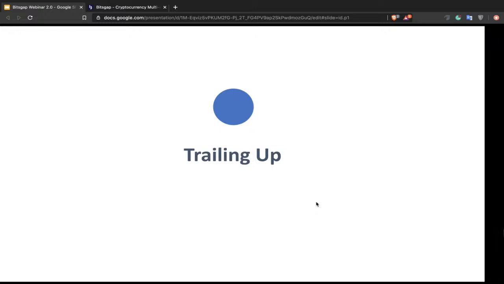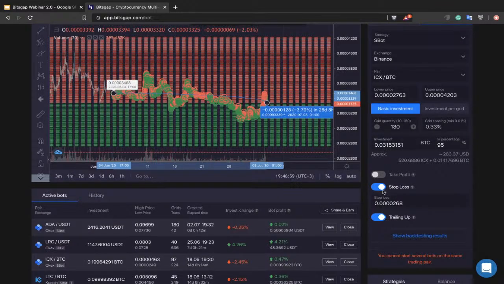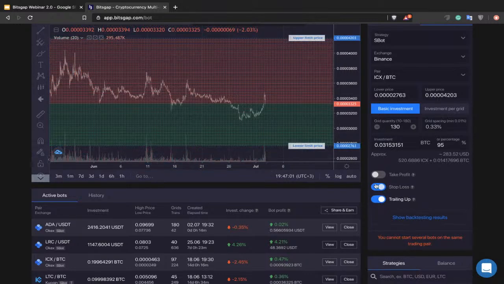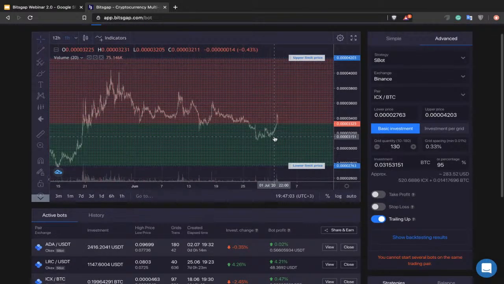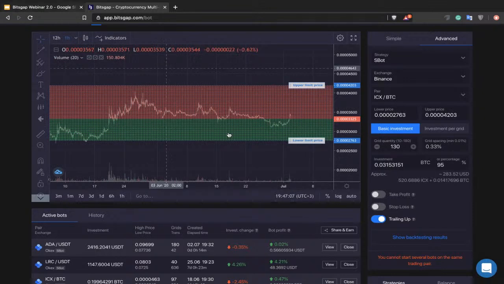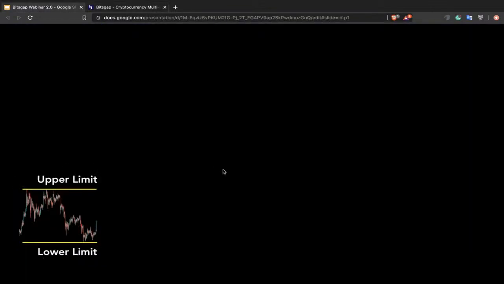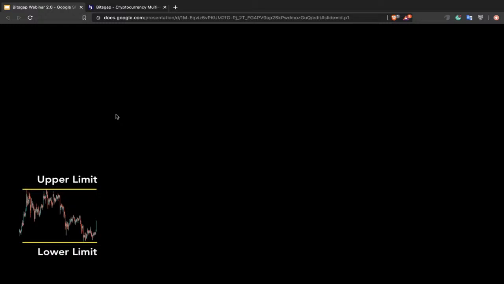And with features like trading up, which you've noticed over here, you can achieve even higher returns. So here's how you can do this. Remember, I explained to you that your trading range is defined by the upper limit and lower limit prices. And without a trading up function, which is basically a function which allows your trading range to follow price appreciation, your trading range would be basically frozen.